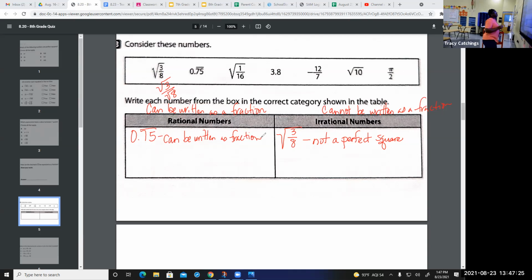All right, we got the square root of 1/16. We can separate that as the square root of 1 over the square root of 16. The square root of 1 is 1, and the square root of 16 is 4. Since we were able to get an answer for that, that would be rational. Or in other words, it is a perfect square.